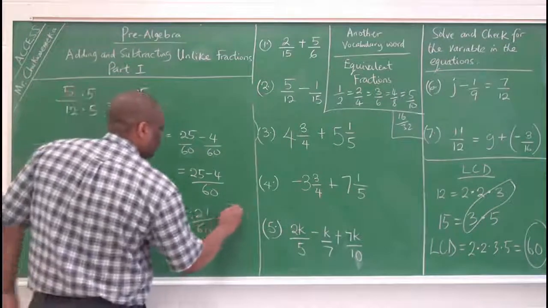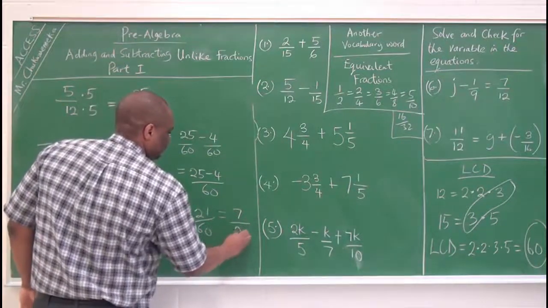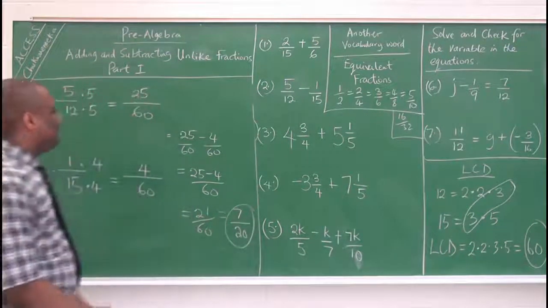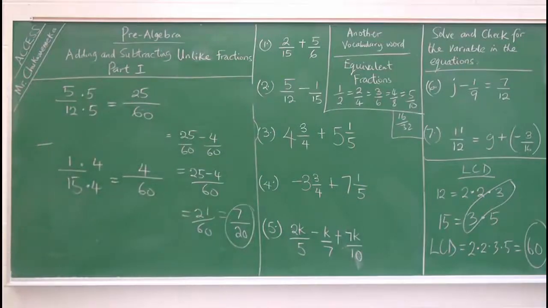3 into 21 will give us 7. 3 into 60 will give us 20. So our answer becomes 7 out of 20. Okay?